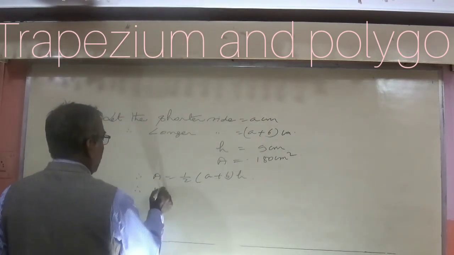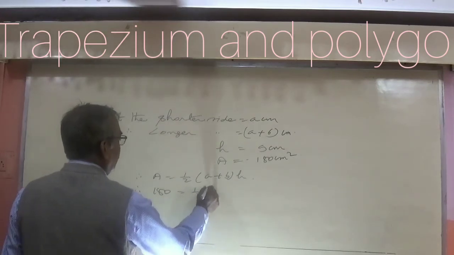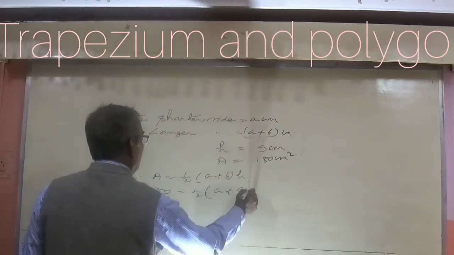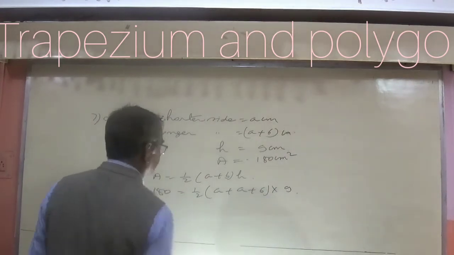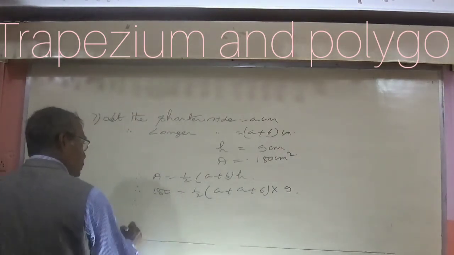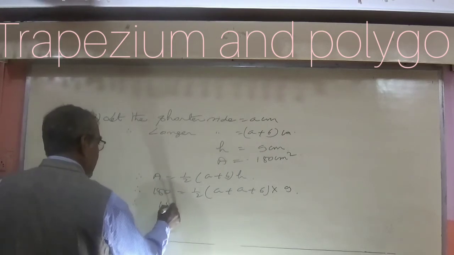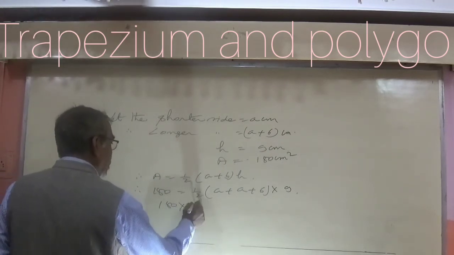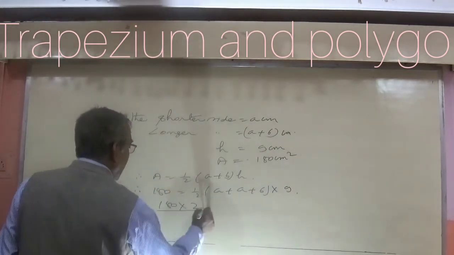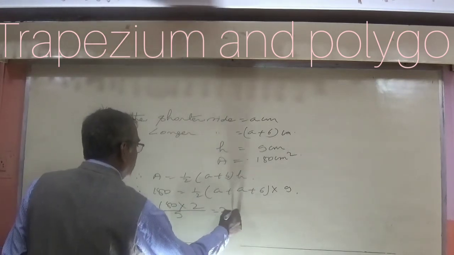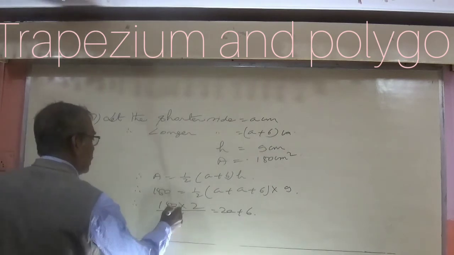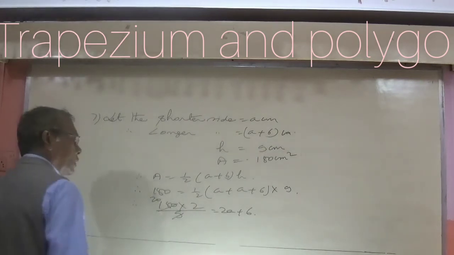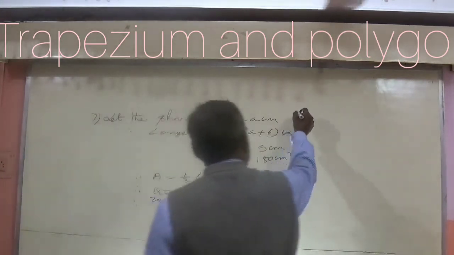Now put the values. 180 is equal to half, the smaller side is A, the longer side is A plus 6, into the height, which is given as 9. So therefore, after cross multiplication, 180 into 2 divided by 9 will be equal to 2A plus 6. 9 2s are 18, so that is 20.